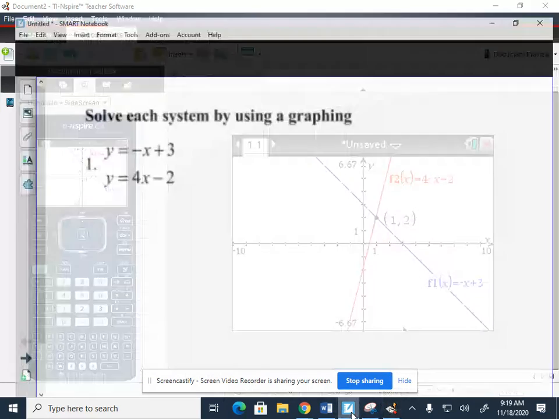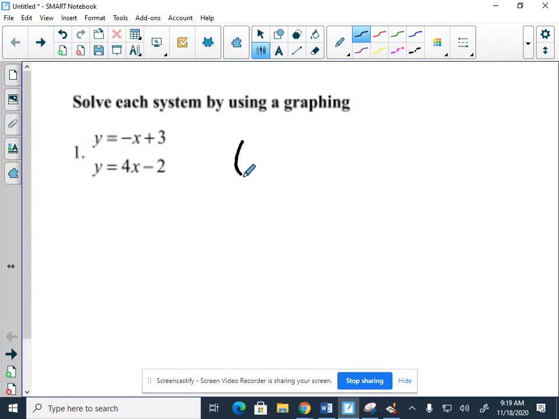These 2 lines cross at 1, 2. That's all you have to do on those 6 problems. That's it. Okay. Well, that part's easy. That's the first 6. Now, I don't want you to do those right now.